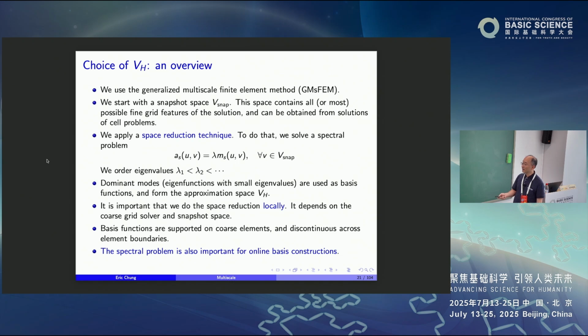Here, we order the eigenvalues from small to large, and then we take the modes to be the eigenfunctions corresponding to small eigenvalues. This means that we try to take the components that are more smooth, because the lambda here can be considered as the frequency. Smaller lambda means that those eigenfunctions are less oscillatory. So we try to pick up those less oscillatory components from the space as our basis functions.